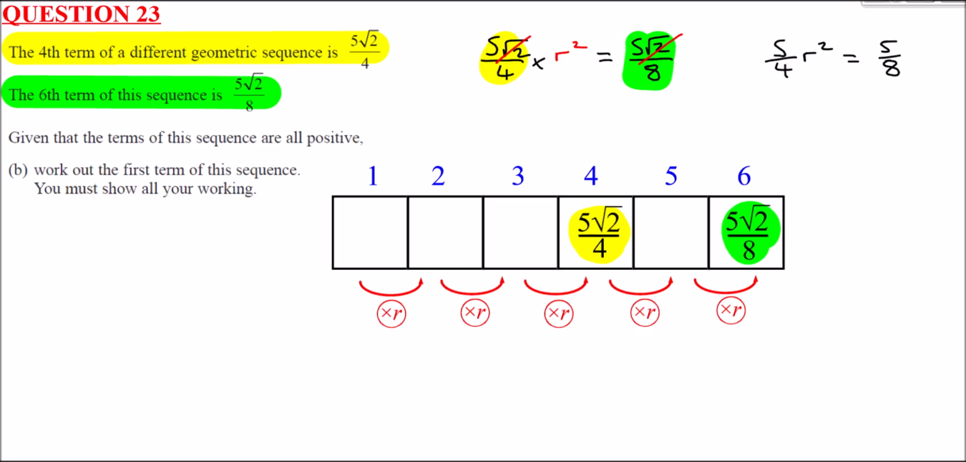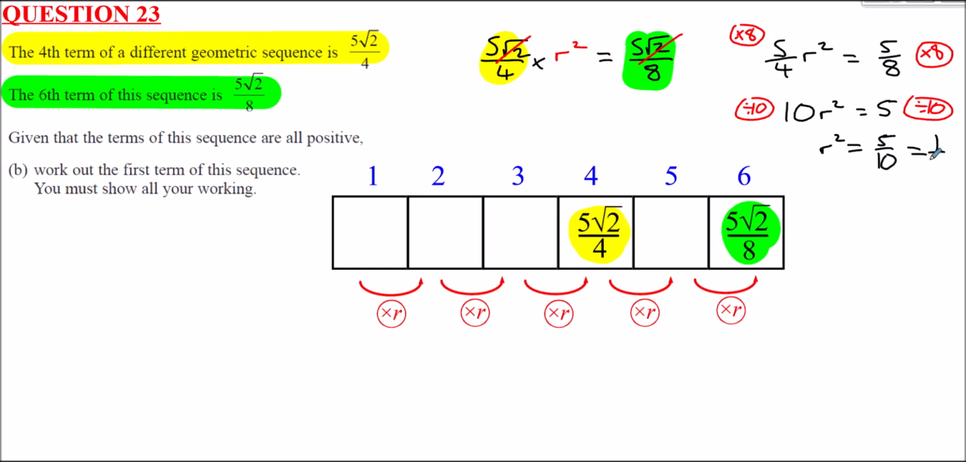If I now get rid of the fractions, I can multiply both sides by 8. There's a few different ways you could go around this, but I'm just doing it this particular way. So multiplying both sides by 8, 5 times 8 gives 40, and 40 divided by 4 is 10. That gives me that 10r squared equals 5. I can then divide by 10 to get r squared on its own. So r squared would be 5 over 10, which is obviously a half. So therefore the common ratio r must be the square root of a half.